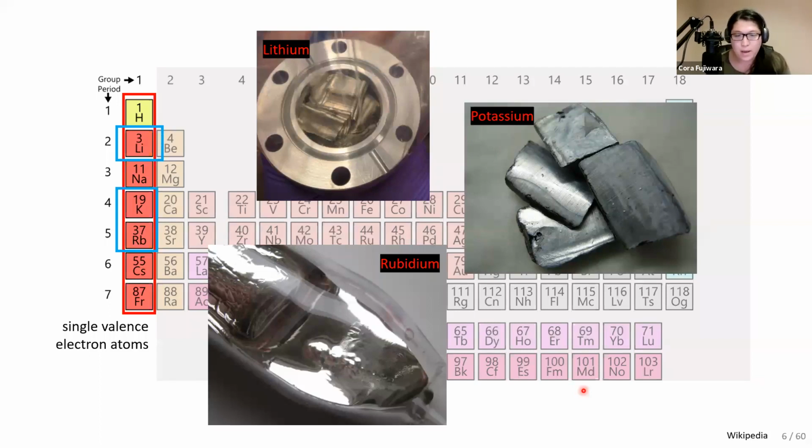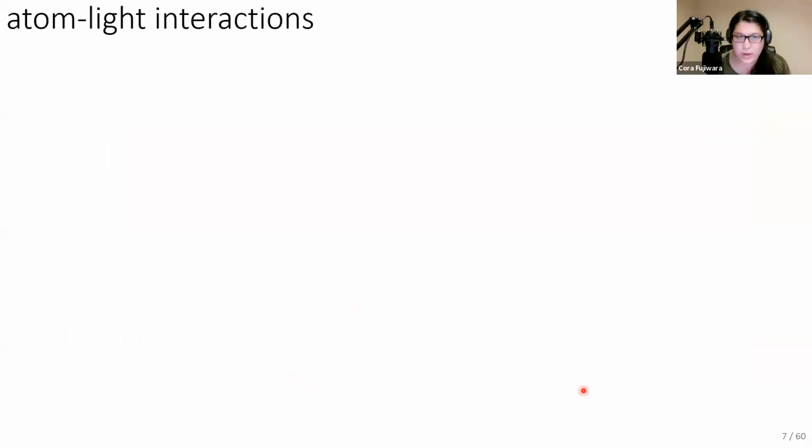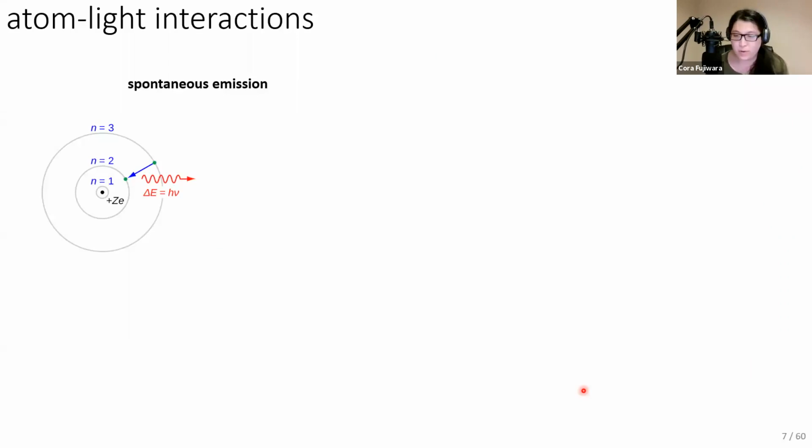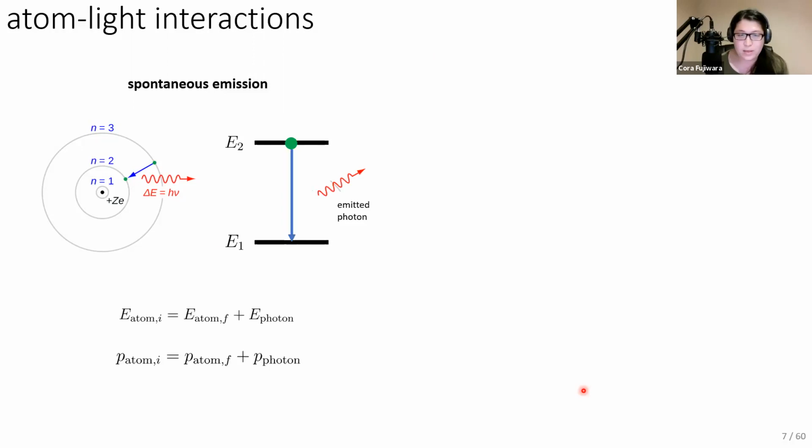Okay, with that being said, let's ask ourselves what happens when an atom interacts with light. We already talked about this basic idea: spontaneous emission, where an atom goes from an excited state down to a lower state and emits a photon. You can think about this in the traditional 2-level system, 2 energy levels, and this photon running away. For the purposes of this talk, the salient feature of this phenomenon that you need to understand is that both energy and momentum are conserved.